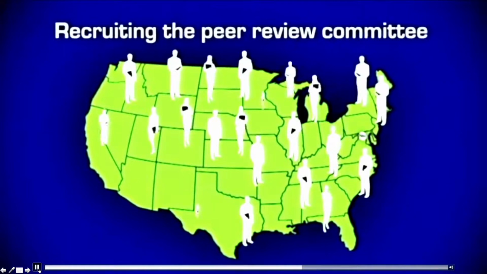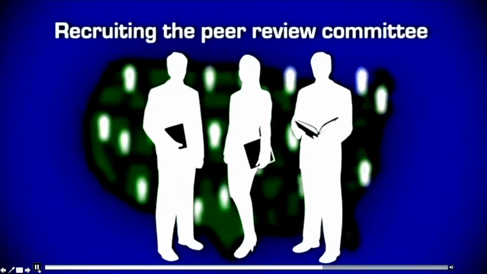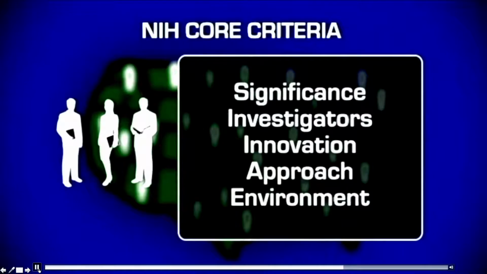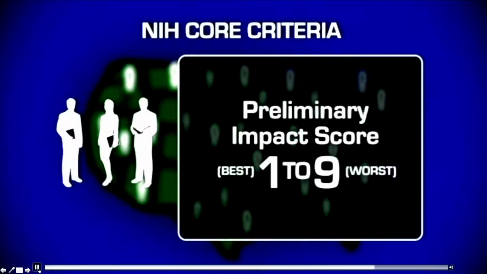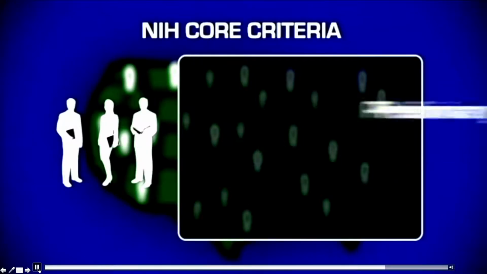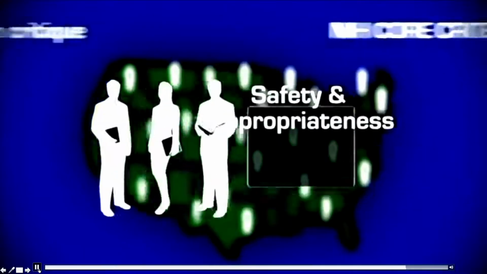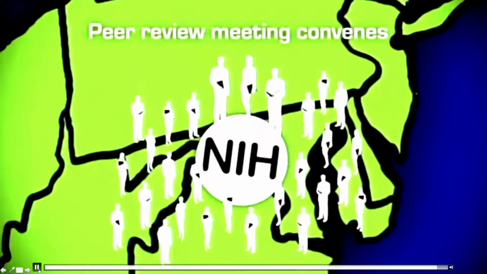Once the peer review committee has been recruited, your application will be assigned at least 3 reviewers. Before the meeting, these reviewers will read your application in detail with an eye toward NIH's core criteria, assigning scores for each and providing preliminary overall impact scores of 1 through 9. Reviewers will also consider issues such as the safety and appropriateness of research involving human subjects and vertebrate animals. The 3 reviewers will also write critiques covering review criteria, so when the peer review panel convenes, they're ready to discuss each application in detail.